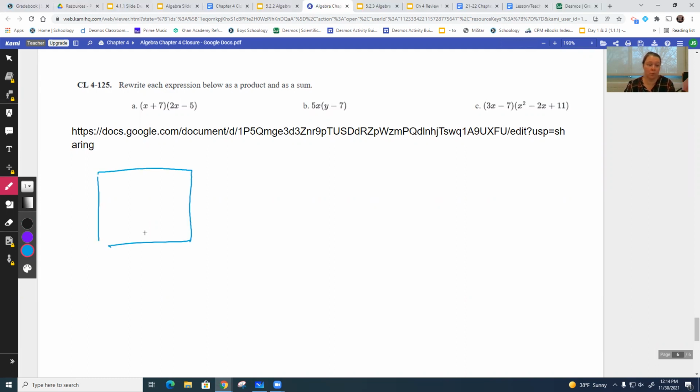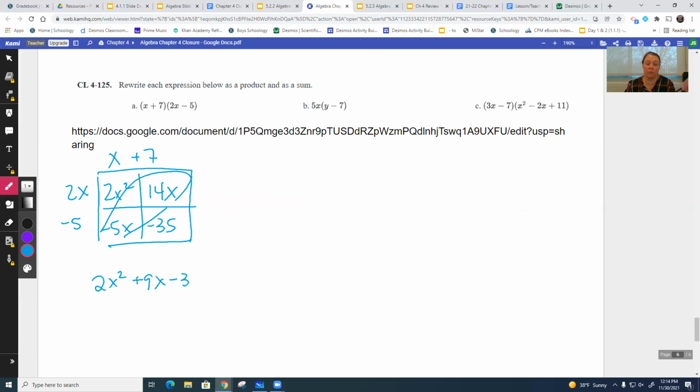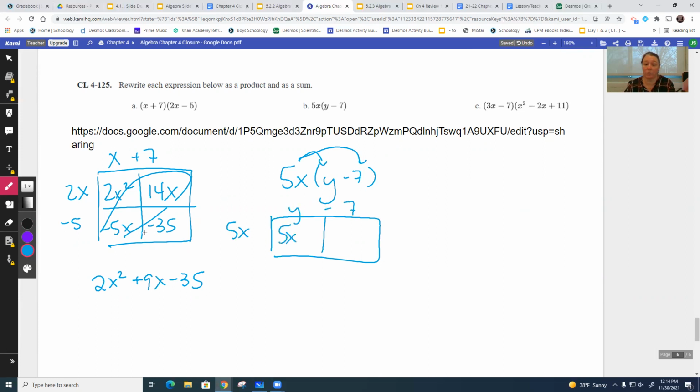So this first one, I would think of this as x plus 7 times 2x minus 5. So this would be 2x squared, 14x, minus 5x, and -35. These are like terms. So I'd have 2x squared plus 9x minus 35. And here, if you want to make a box, you can. Really, you don't need to. You just are going to distribute. So 5x times y, and this would just be 5xy, and this would be minus 35x. So your answer would be 5xy minus 35x.